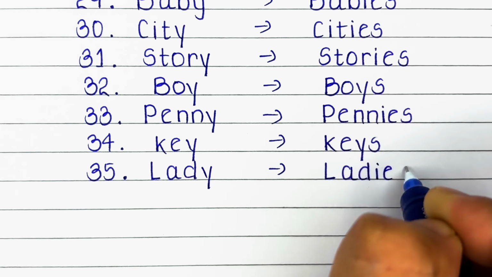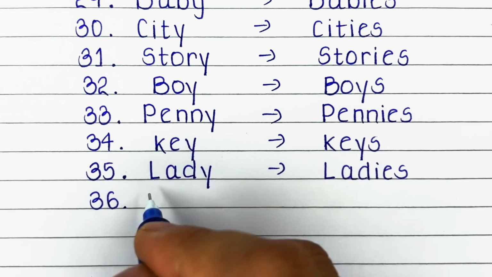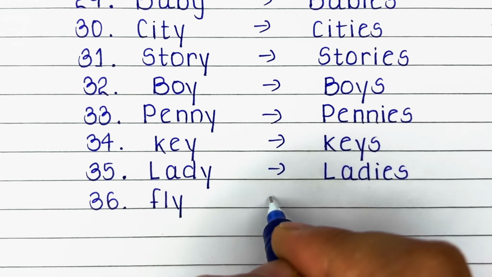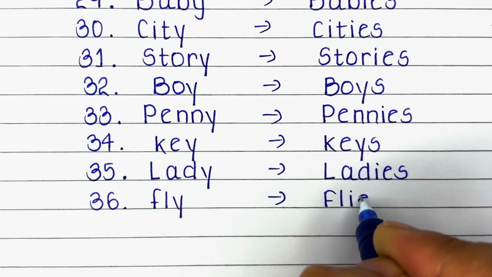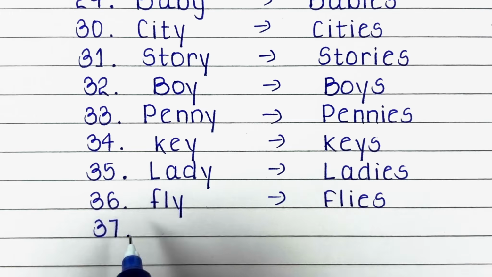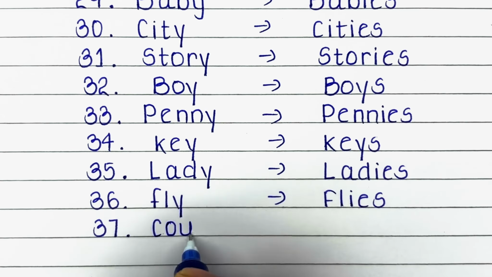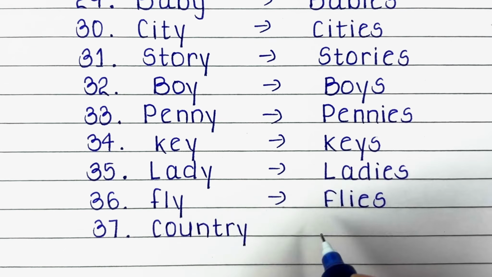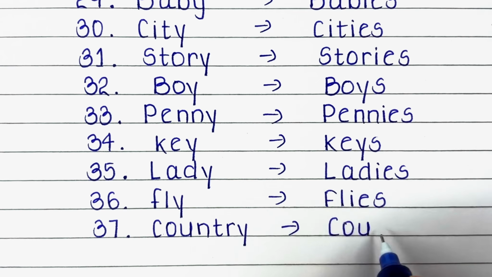Next word is lady. The plural of lady is ladies. Next word is fly. The plural form of fly is flies. Next word is country. The plural of country is countries.